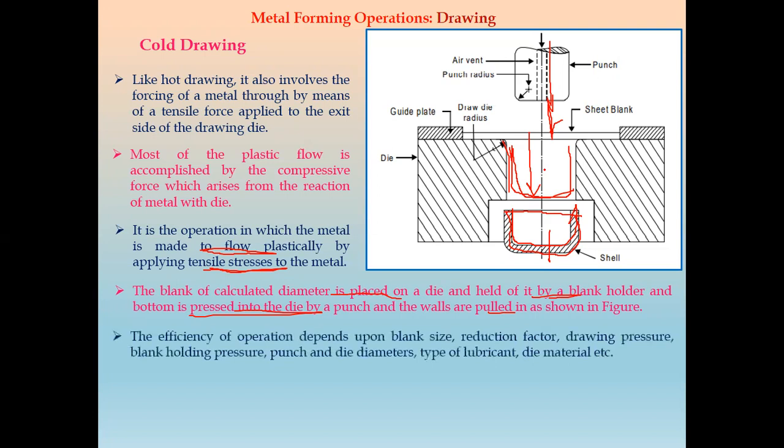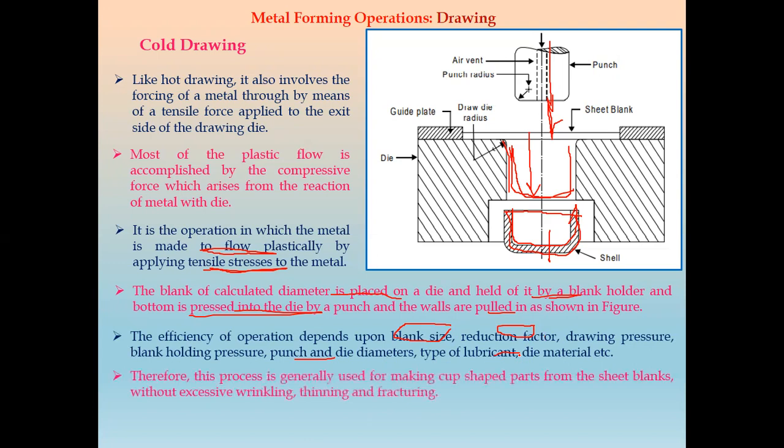The efficiency of the operation depends upon different factors. One is blank size, reduction factor, then drawing pressure, blank holding pressure, punch and die diameters, then types of lubricant and die materials. Based on this, we can determine the efficiency of this operation. Therefore, this process is generally used for making cup shaped parts.